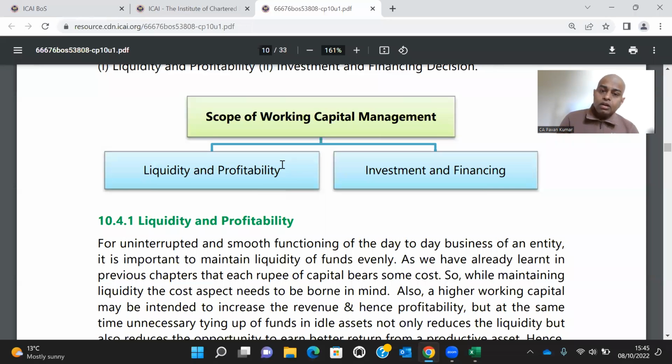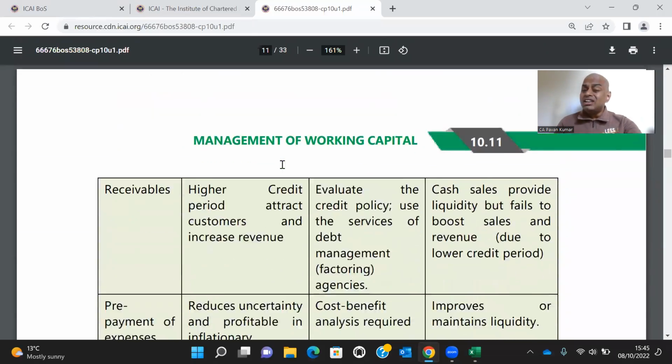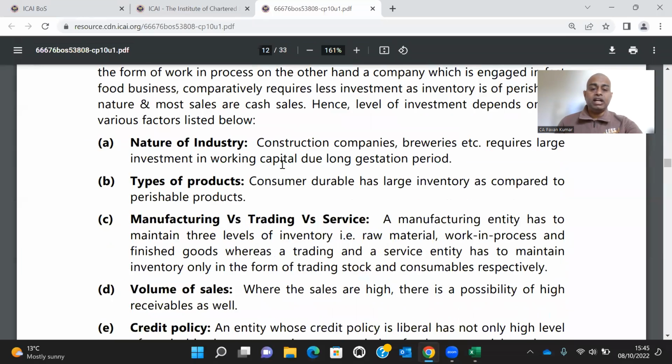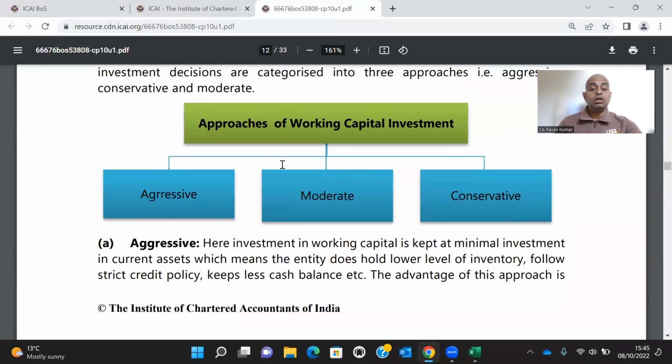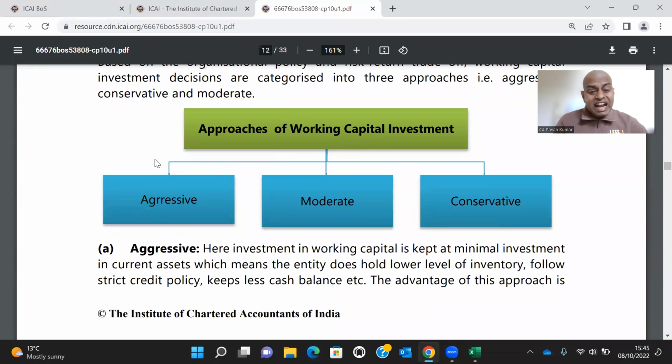As I told you earlier, working capital is balancing between liquidity and profitability. Now let us understand what this liquidity and profitability is. Okay, so now can you see there are 3 approaches here? Aggressive approach towards working capital, moderate approach, conservative approach. Can you see these 3 approaches? So we'll discuss in detail.